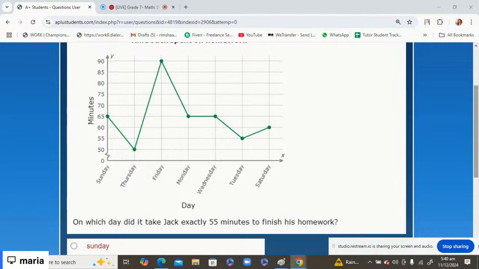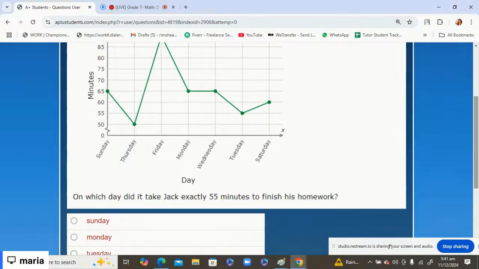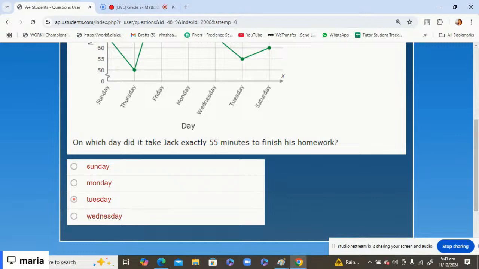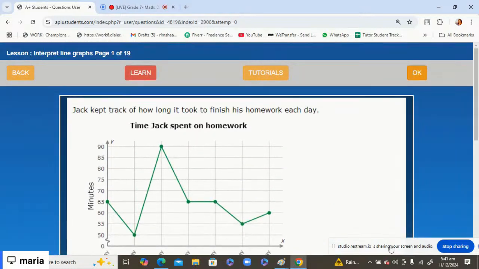When we see on Sunday, it's on 65. On Thursday, it's on 50. Friday, it's 90. Monday, it's 65. Wednesday, it's 65. Tuesday, it's 55. And we are finding exactly 55. Okay, so it's on Tuesday. So we mark Tuesday, and let's go with it.